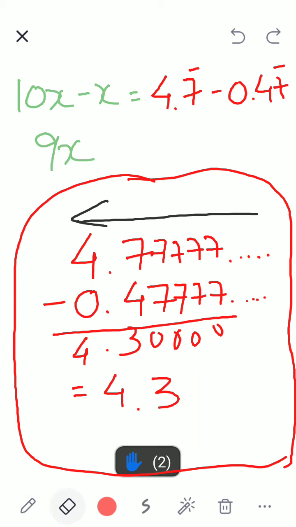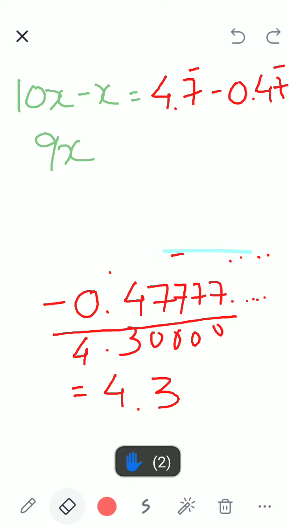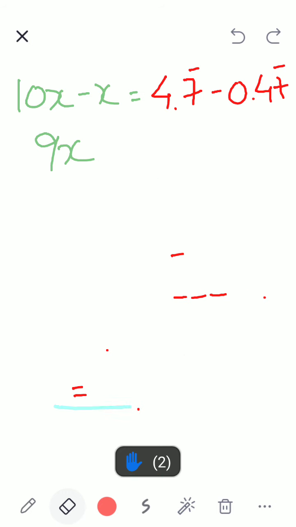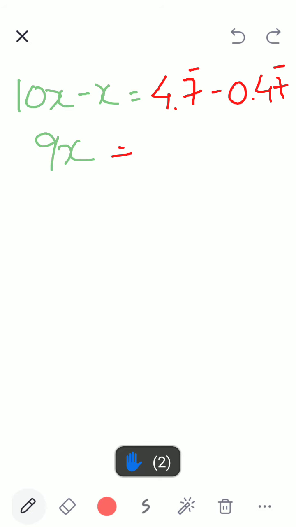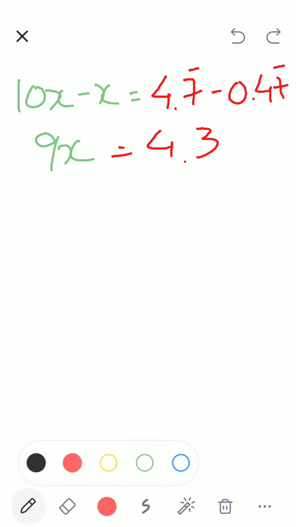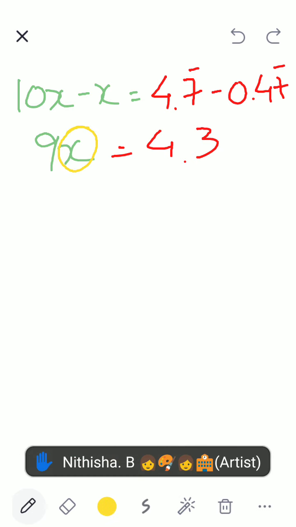Understood, children? Any confusion? Very good. Excellent. I rub this, my rough sheet. You all should do it on the right hand side of your page, very neatly. So I get this equal to 4.3. Then what will I do? I want to make x alone. I want to find x, right?